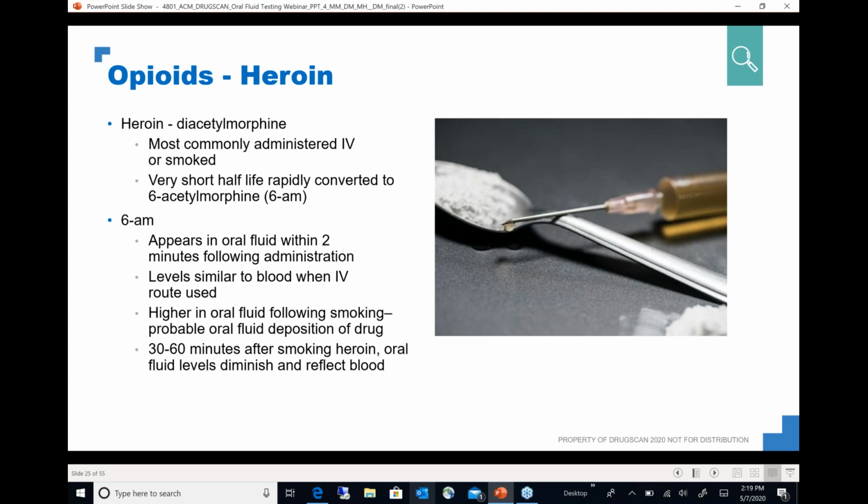The levels we find in oral fluid are very similar to blood when the IV route is used. Higher levels in oral fluid following smoking, most likely because of oral fluid deposition. 30 to 60 minutes after smoking heroin, oral fluid levels diminish and reflect blood, though I'm going to talk a little bit later on about a study that seems to disprove this.